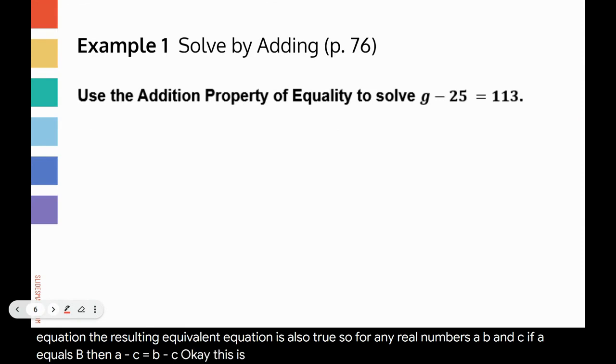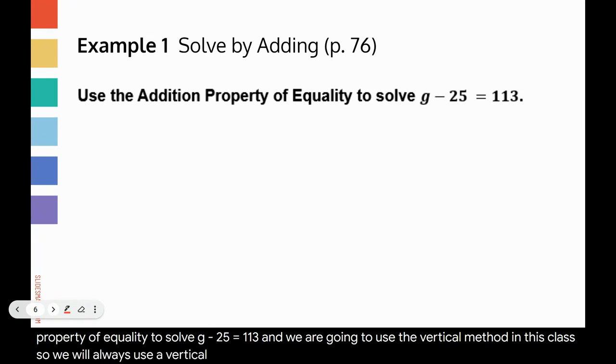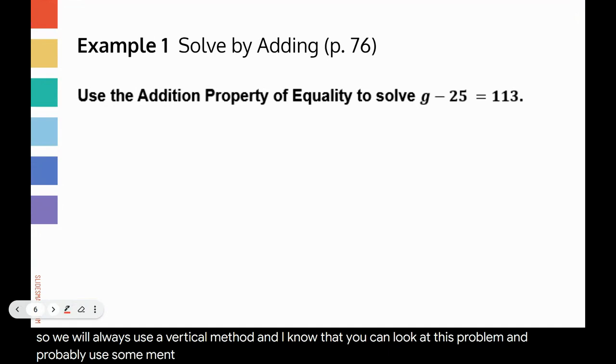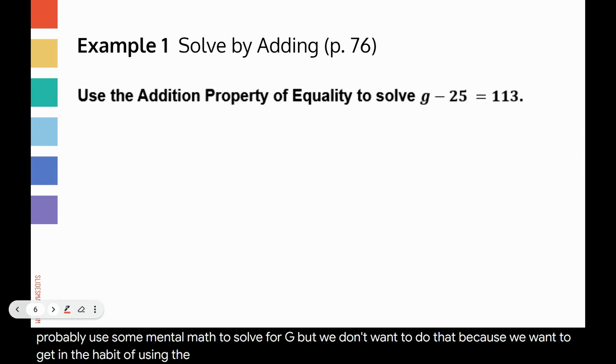Okay, this is example 1. On page 76, we are going to use the addition property of equality to solve g minus 25 equals 113. And we are going to use the vertical method in this class, so we will always use the vertical method. And I know that you can look at this problem and probably use some mental math to solve for g, but we don't want to do that because we want to get in the habit of using the actual method for solving so that when we get to more complicated equations, it's easier.